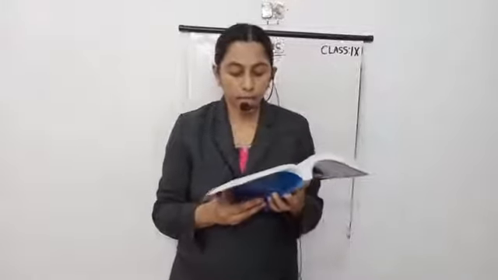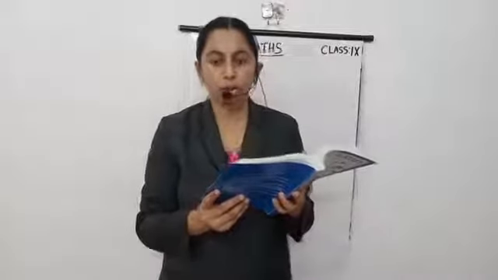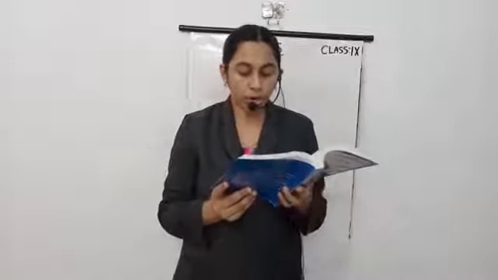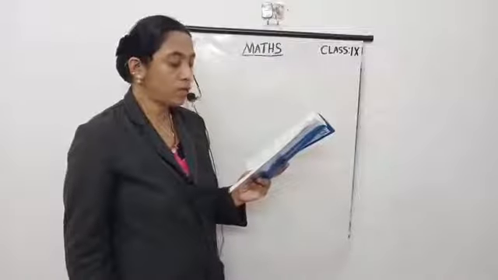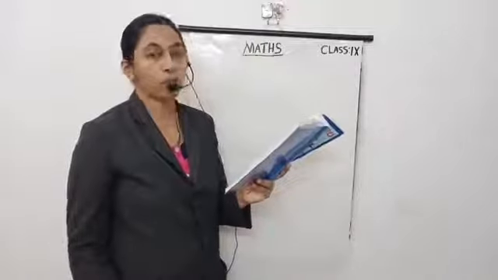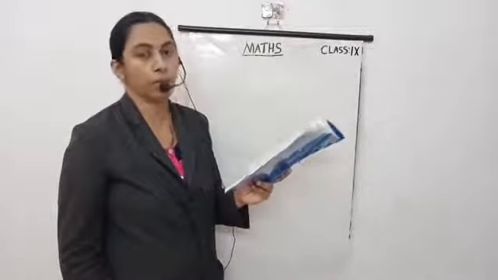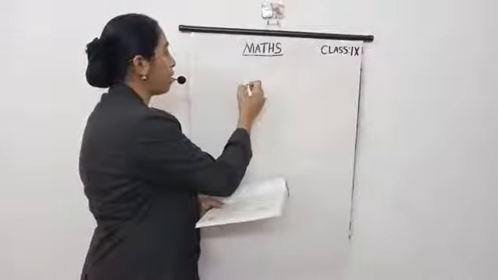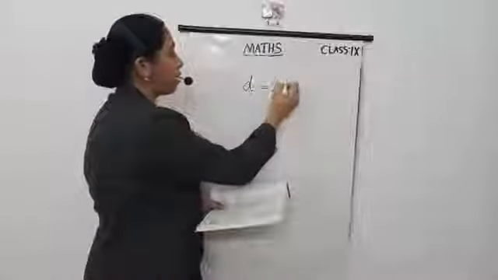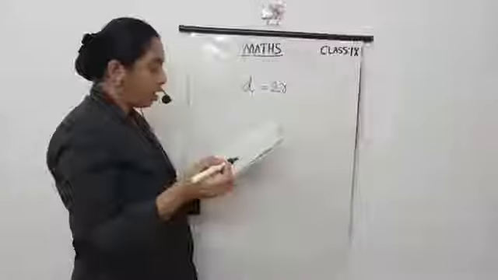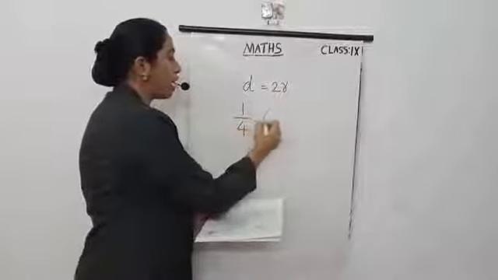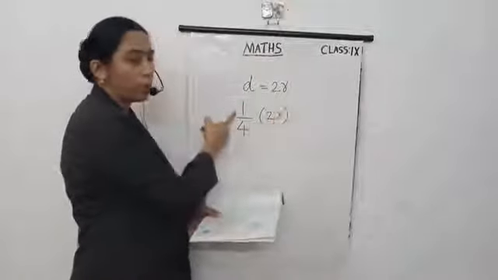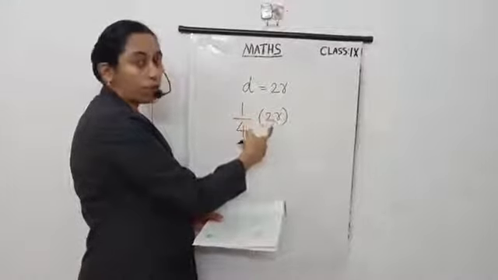Now question 7. The diameter of the moon is approximately 1/4 of the diameter of the earth. Find the ratio of their surface areas. So here given the diameter of the moon is approximately 1/4 of the diameter of the earth. That is, the diameter of earth is equal to 2r. Okay. Diameter is 2r. Now given the diameter of moon is 1/4 of diameter of earth, that is 1/4 of 2r.